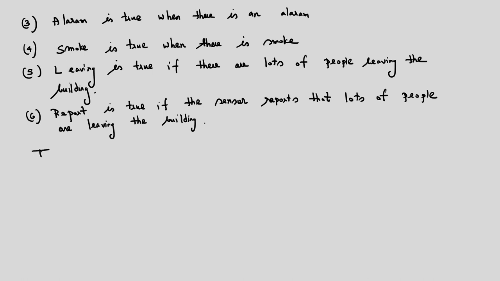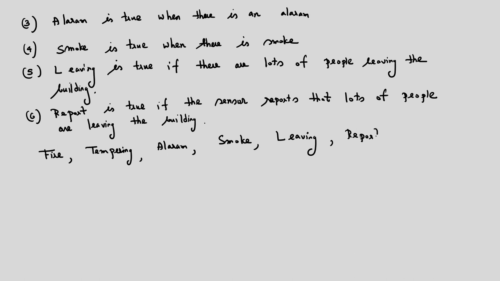So what are the variables? The variables are fire, tampering, alarm, smoke, leaving, and the report. So these are the variables we can consider. So based on this, we can draw the Bayesian belief network. So the network is something like this.